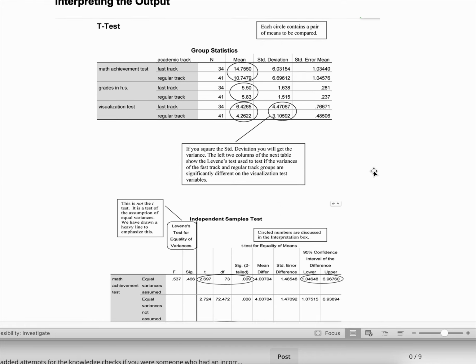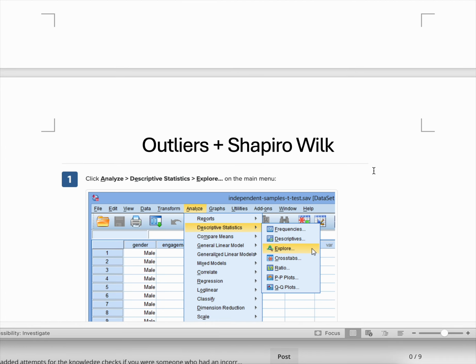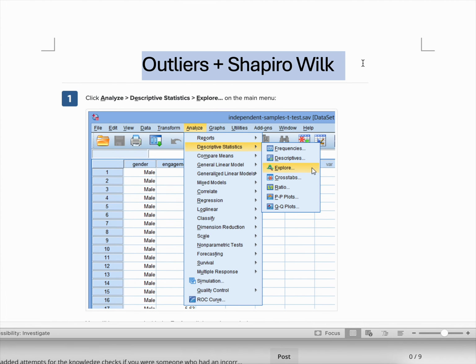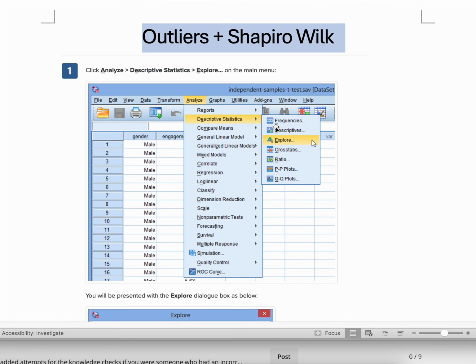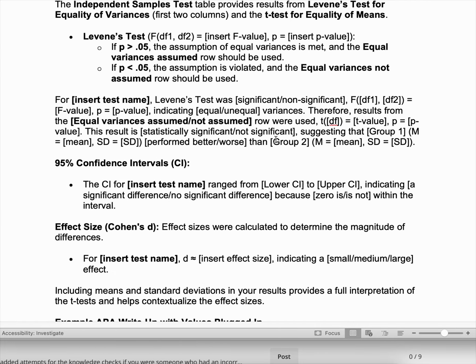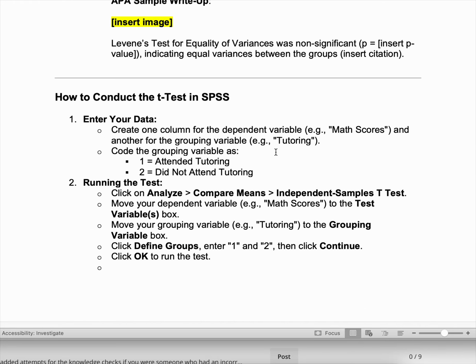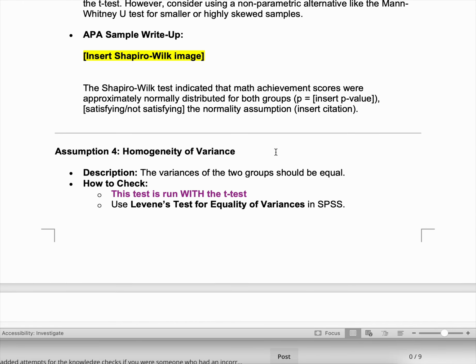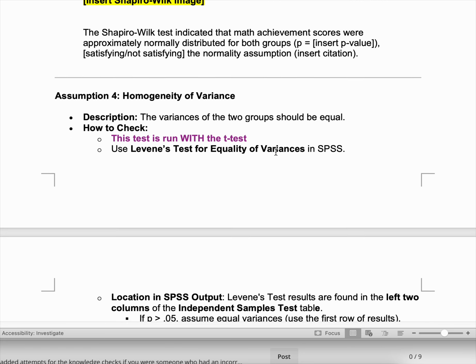and I have the steps to running this test in SPSS. And so this is the set of steps you will follow before you do your t-test to check for outliers and Shapiro-Wilk. So you'll move through these things to get your output, then you will place your output in the template, and then you will do the write-up based on the output. So we've done the box and whisker, we've got the Shapiro-Wilk.